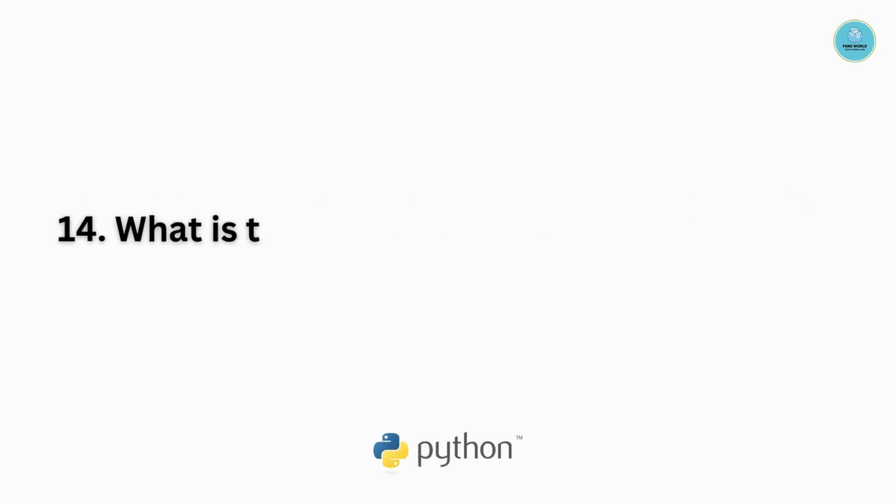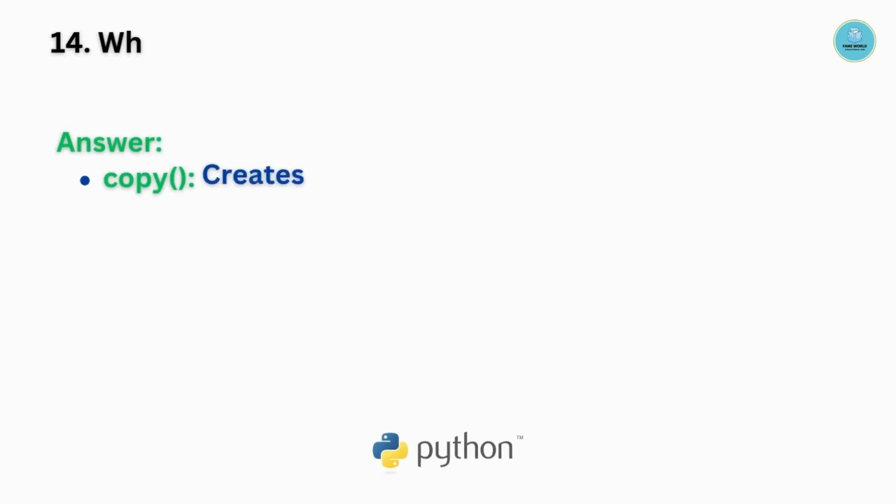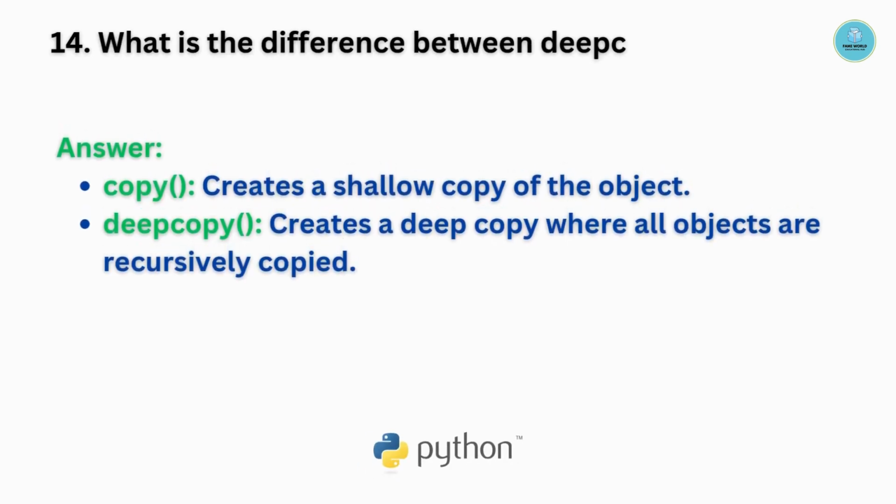Question 14. What is the difference between deep copy and copy? Copy creates a shallow copy of the object. Copy is basically a function which is available in the copy module, which can be used for creating a shallow copy. When we talk about deep copy, it creates a deep copy where all objects are recursively copied. The example is as follows.